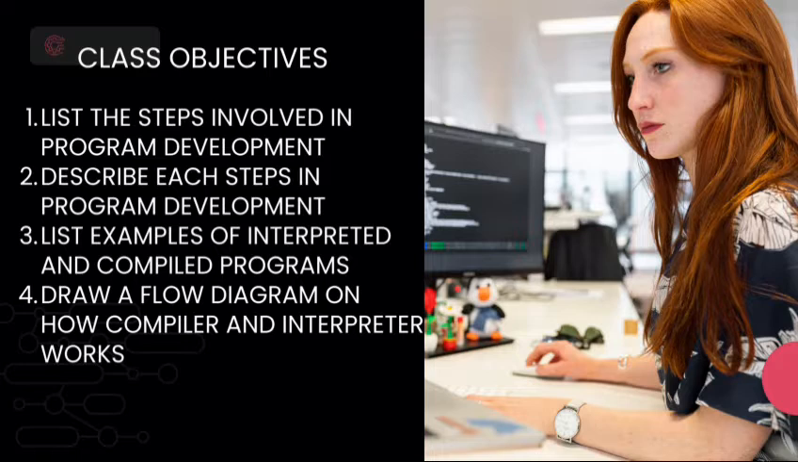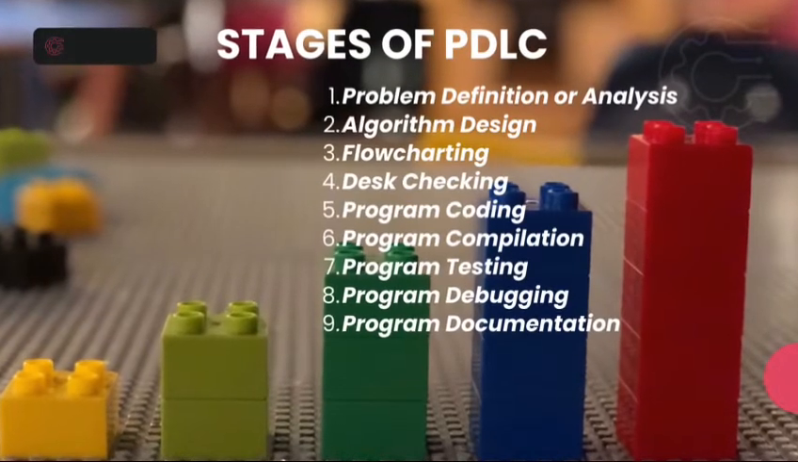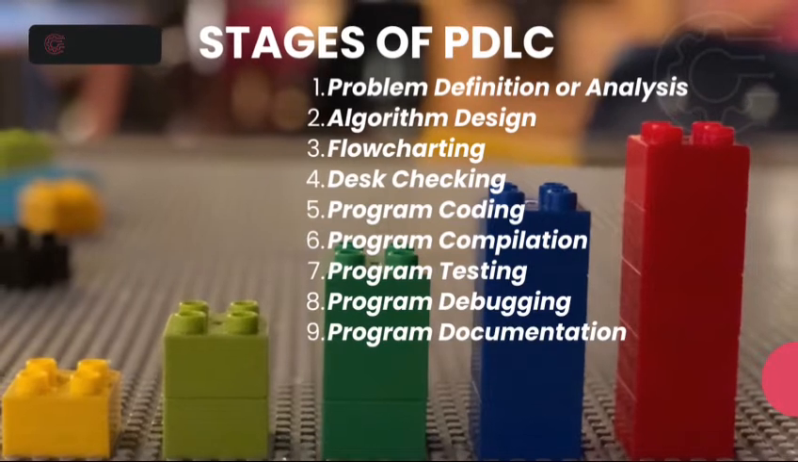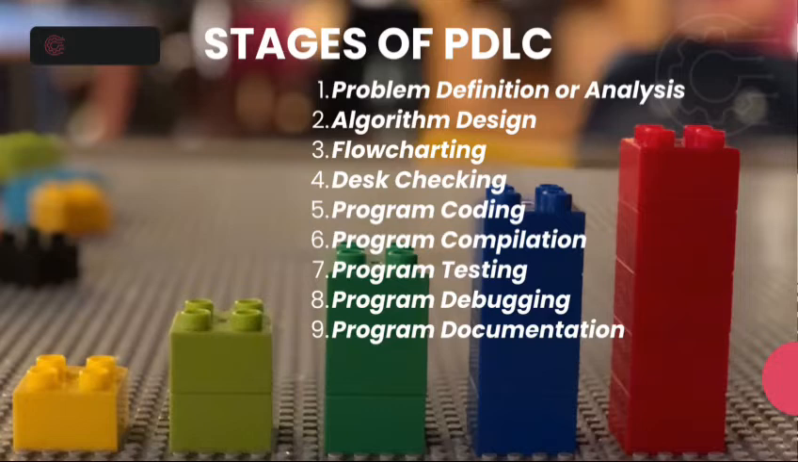This now leads to where we'll talk about the stages involved in program development, and we're going to be describing each of those stages. Also, we'll be learning how to interpret and how to draw a program development life cycle. Now, we'll talk about the stages of a program development life cycle. Either you call it program development life cycle or you call it program development.